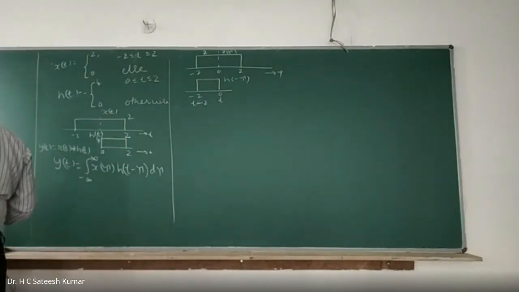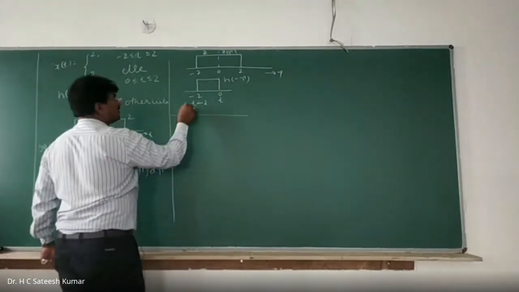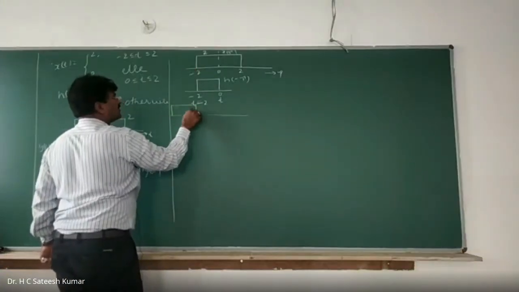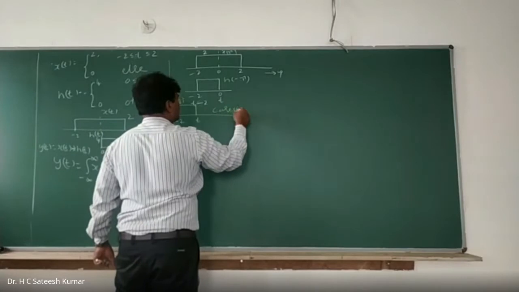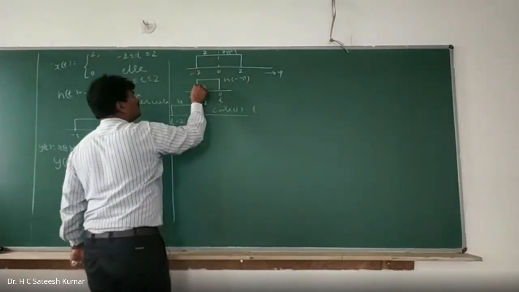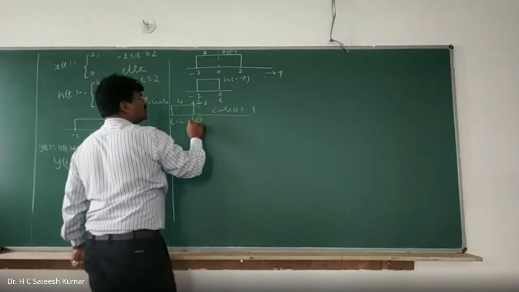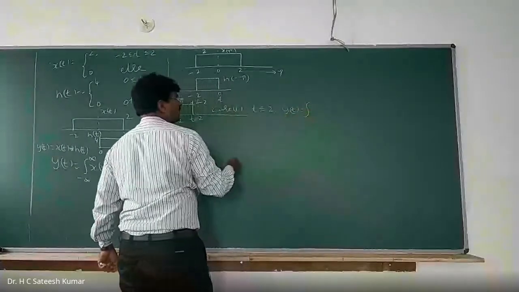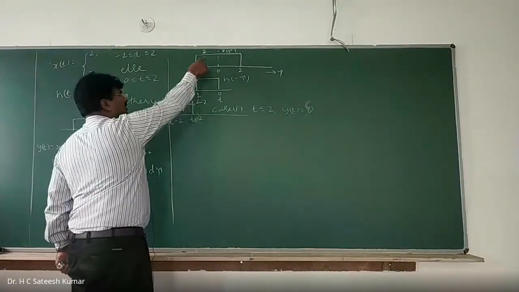So therefore, case number 1. As long as this t is before -2, this amplitude is 4. This is t, this is t minus 2. Case 1: t less than or equal to -2. Y of t is equal to 0 because there is no overlapping of the second signal with the first one.